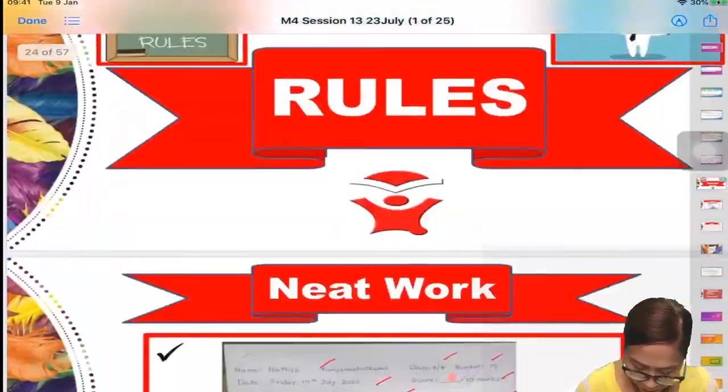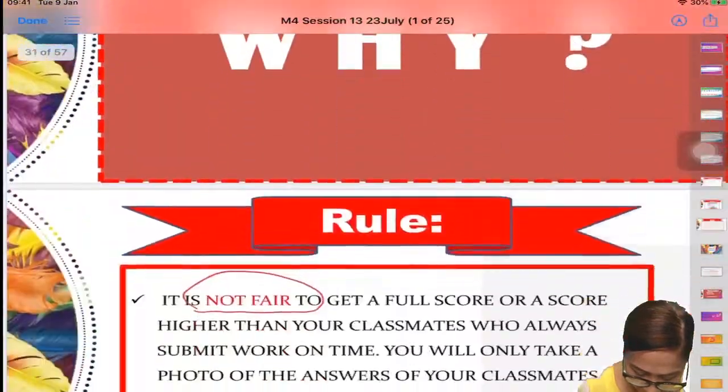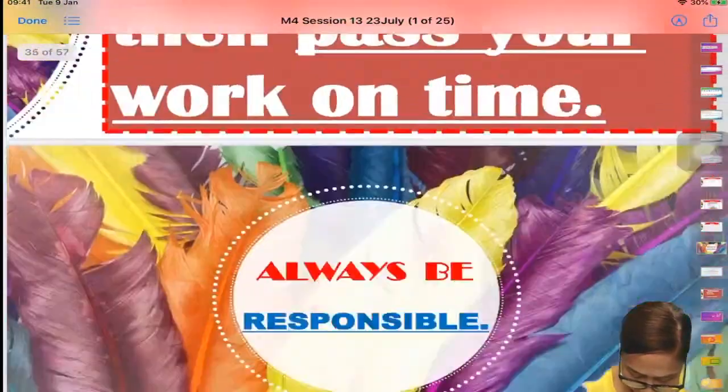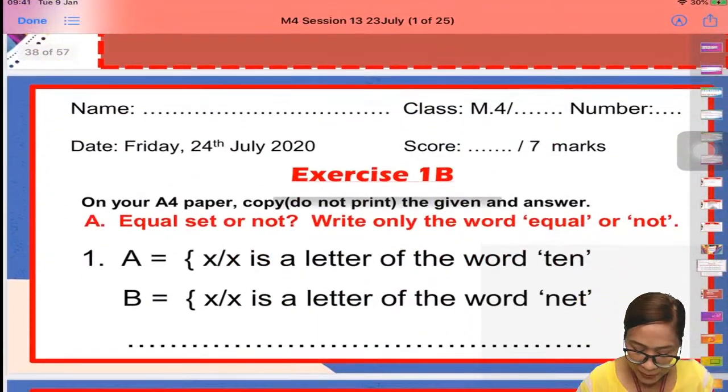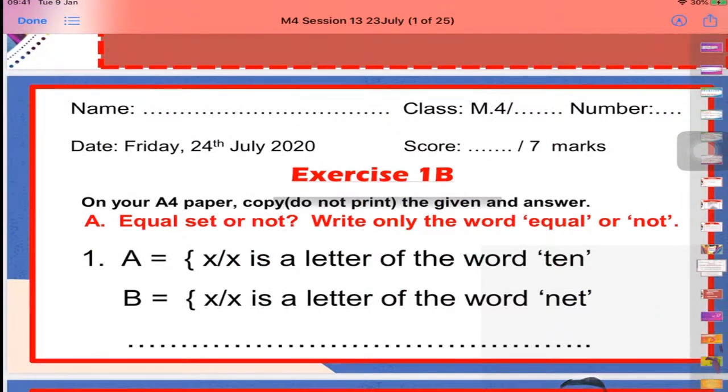Okay, where is it now? One minute. Okay. The last one, the homework. Okay, please take a photo of this, your homework, students, or a screenshot, and you have to copy everything on the A4 paper and do not print. Write only the word equal or not.